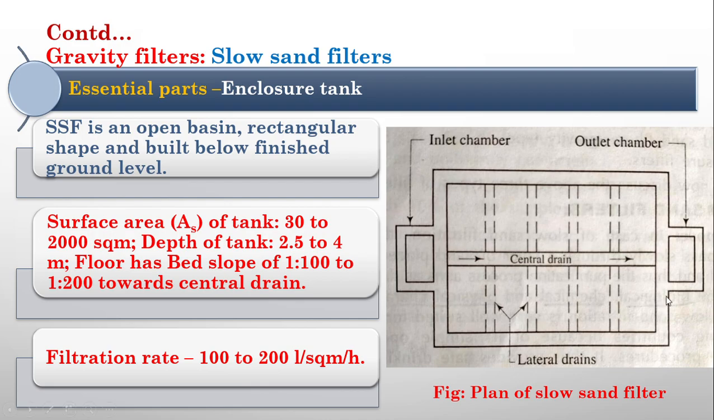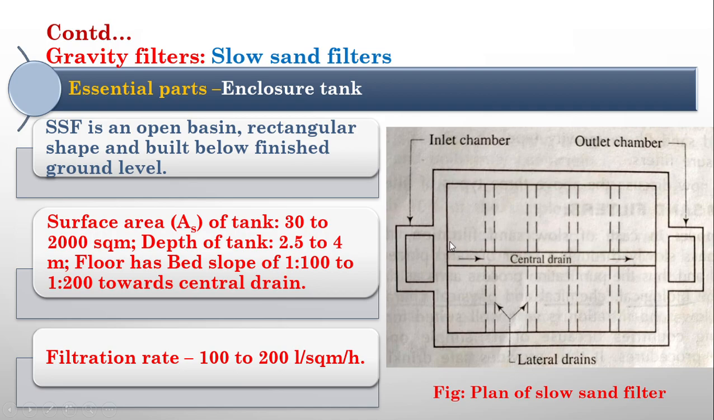This is a plan view of an enclosure tank, or we can say the plan view of an under drainage. The enclosure tank is an open basin. It is open, rectangular in shape and built below finished ground level. The surface area can be chosen from 30 to 2000 square meter. Depth of the tank is 2.5 to 4 meter. The floor has a bed slope of 1 in 100.